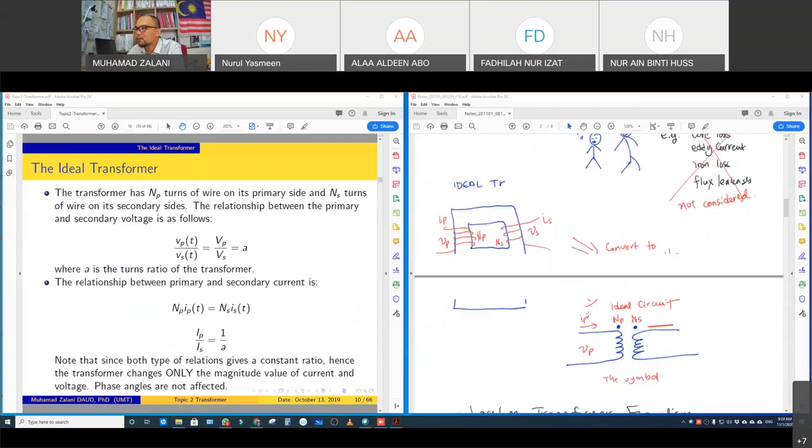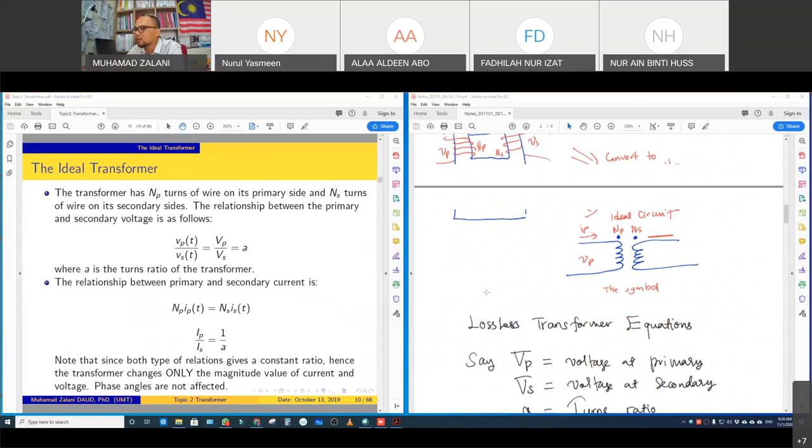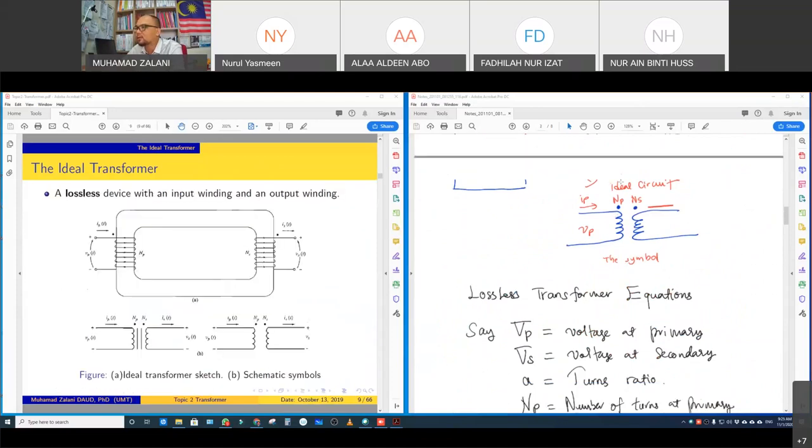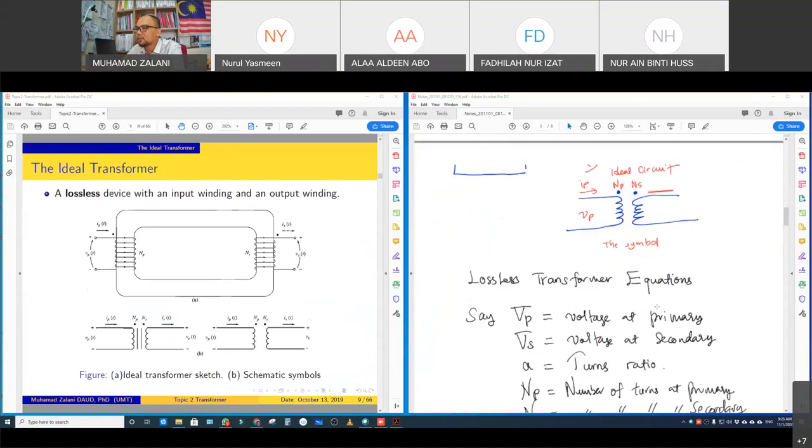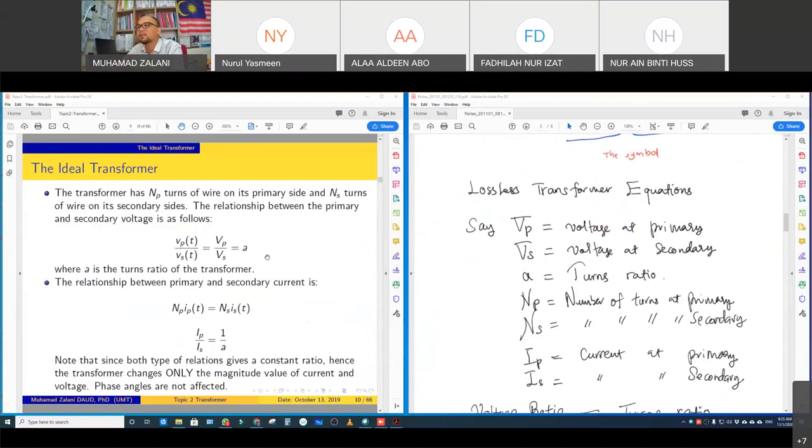So we have already arrived at the ideal transformer. This is the representation of the ideal transformer in terms of symbol. I redraw it like this. And then to consider the calculation about lossless transformer, or ideal transformer, we have to consider some variables here. For example, Vp is the voltage at the primary side of the transformer, and Vs is the voltage at the secondary side. A is the turns ratio, all right?